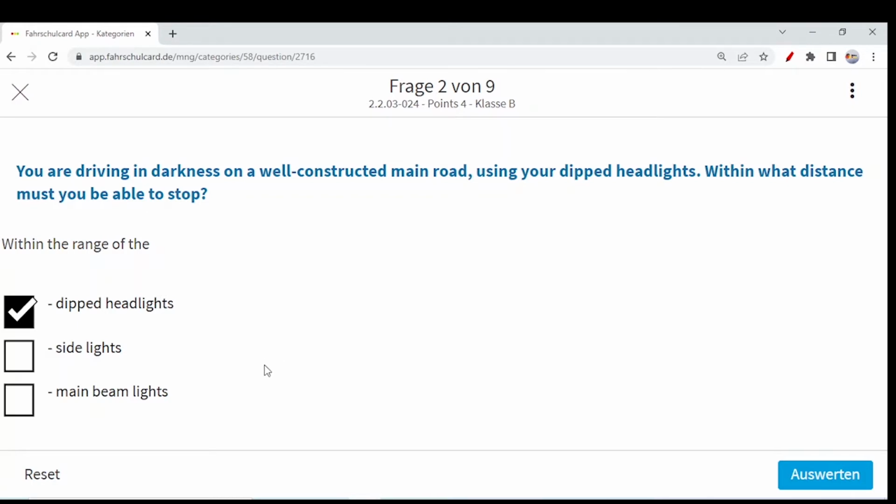Side lights, main beam lights: normally you are not allowed to use the main beam light, otherwise it can create problems for the oncoming traffic. So normally we travel with dipped headlights.